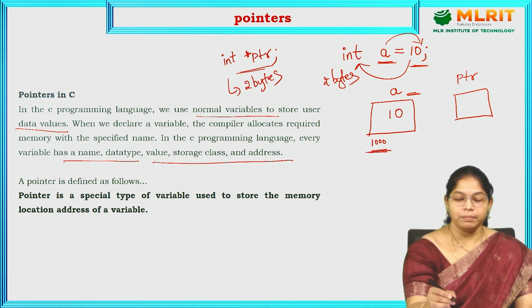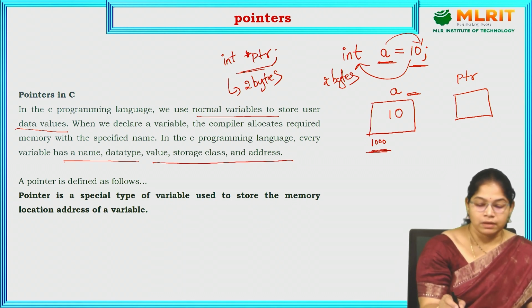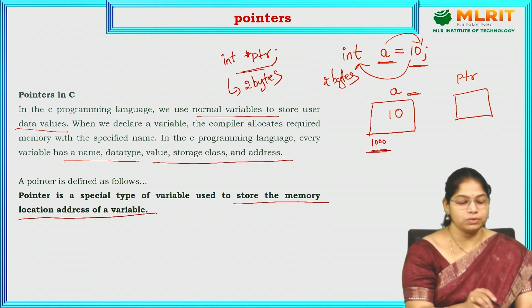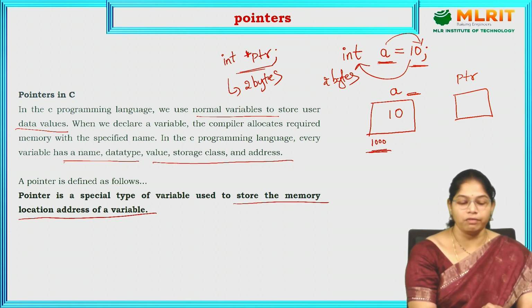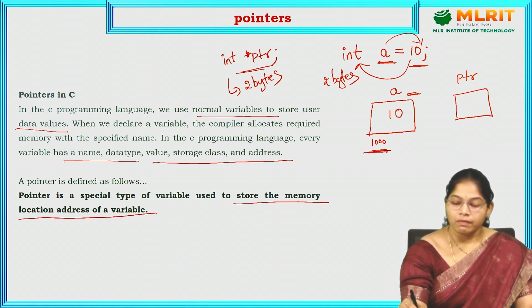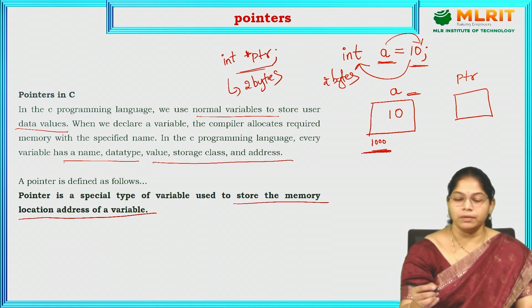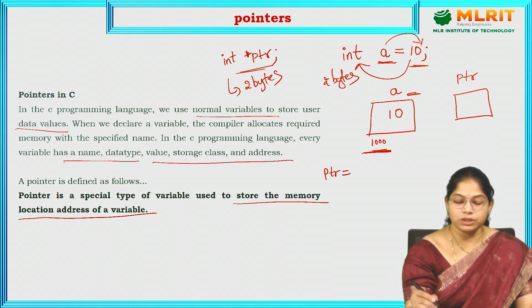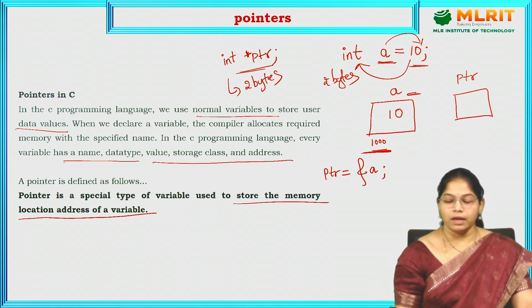But the purpose of a pointer is to store a memory location, the address of another variable. So here the variable a is 10, which has address 1000. A pointer is a variable which is used to store the address of another variable. Here the variable is a. The address is represented with the address operator.